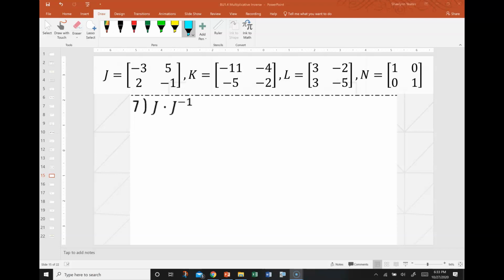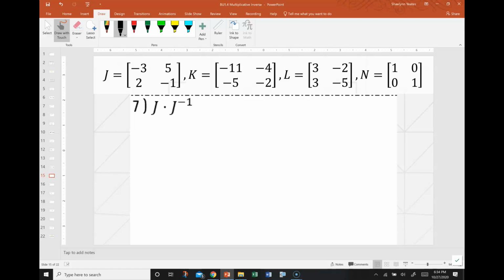All right, just one last little bit for today. We're going to multiply a matrix by its inverse. So we're going to find J inverse first, which we already did above. If you noticed, you already have J inverse in the problems above, but might as well do it again.